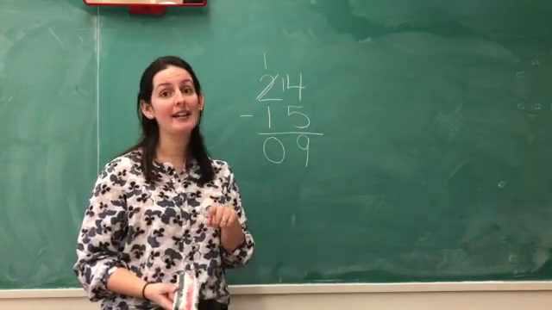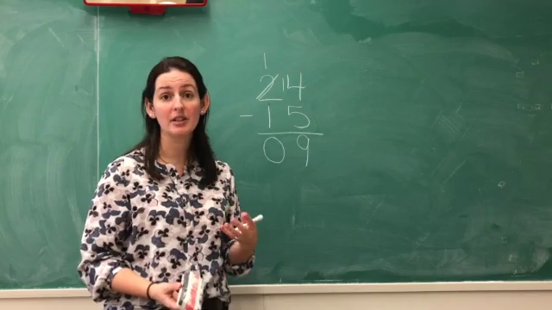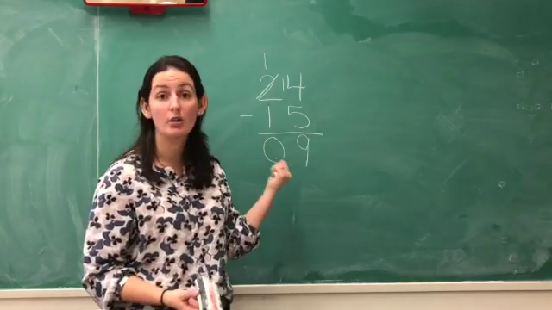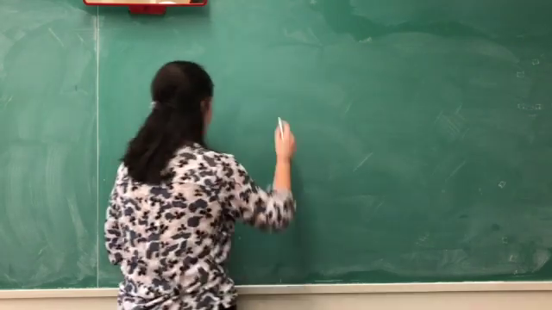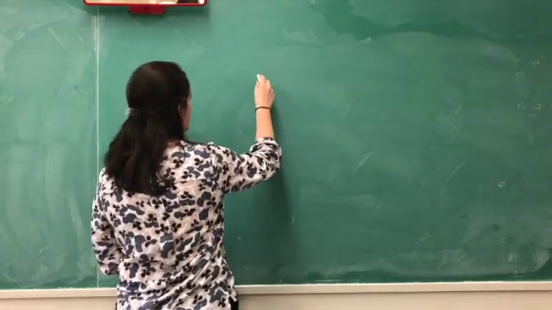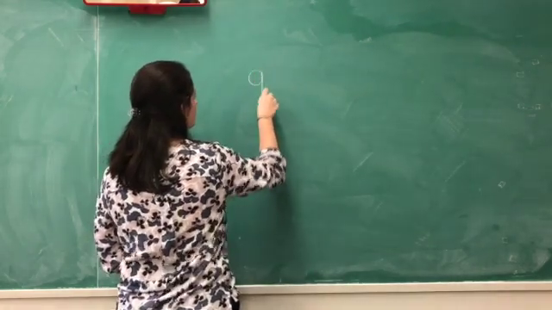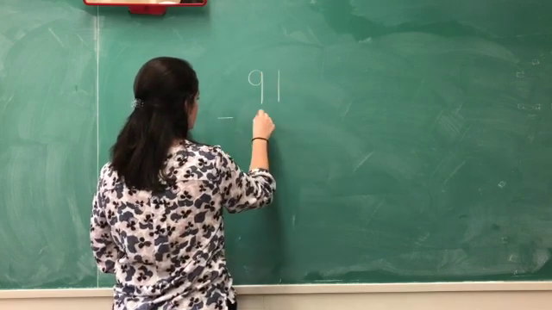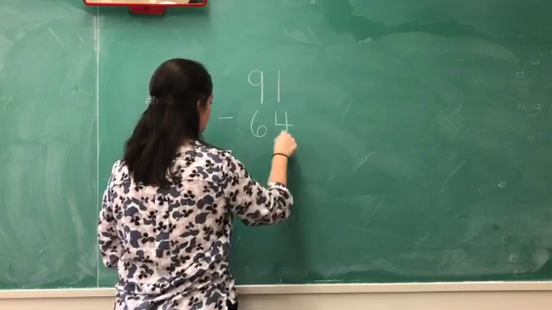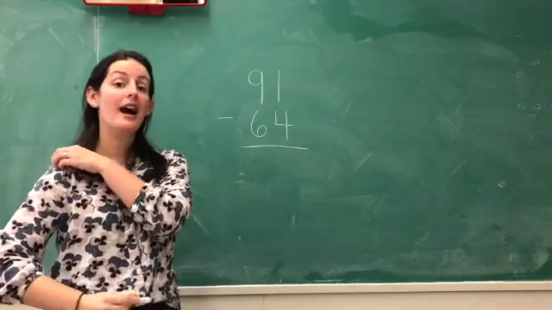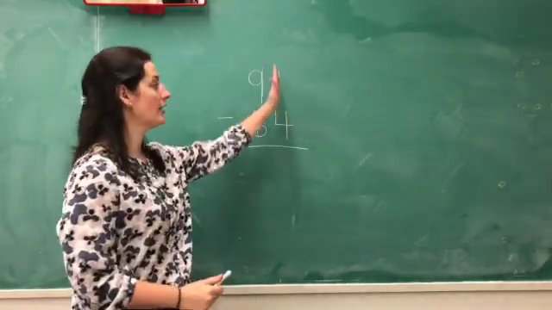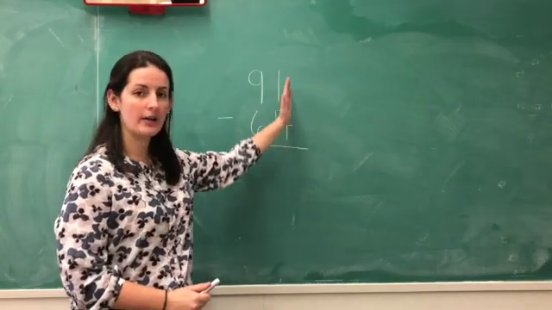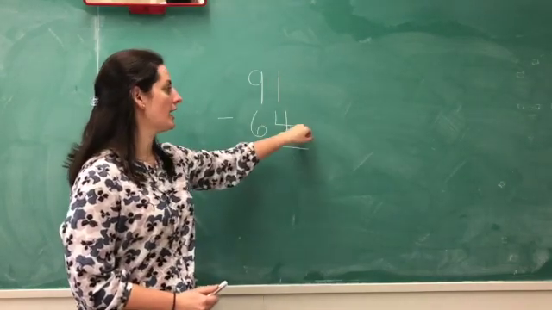Take out your pen or pencil and a paper, just a scrap piece of paper so that you can follow along with this. All right, we're going to do 91 subtract 64, okay? We start in the ones column, always, always. 1 subtract 4.